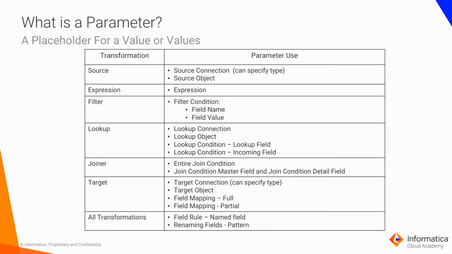For all transformations, you can also parameterize field rules. You can create parameters for named fields. In the task, you then select the field to use in the field rule. You also create a parameter for the pattern to be used when renaming fields in bulk. In the task, you will enter the regular expression to use as the pattern.